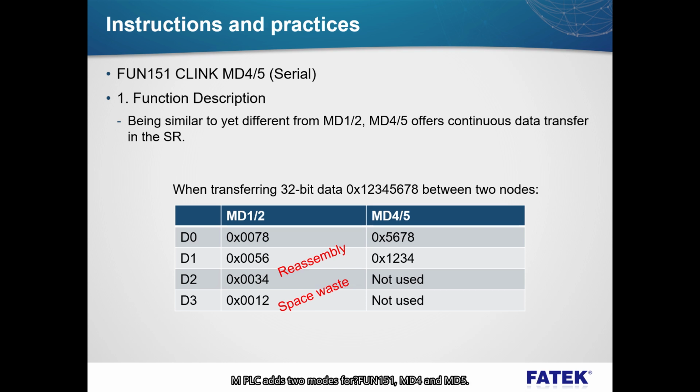MPLC adds two modes for function 151, MD4 and MD5. The difference of MD4 and MD5 from MD1 and MD2 lies in that MD4 and MD5 operate on continuous byte transfer. The following table demonstrates how MD1 and MD2 put the data 0x12345678 into the memory, which may require reassembling, which is often time-consuming, and use up more registers, whereas MD4 and MD5 put the same data byte-wise continuously, which saves the time of reassembling and the used registers.